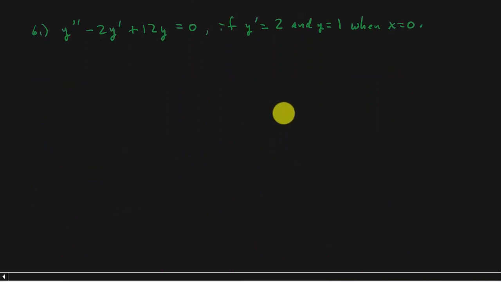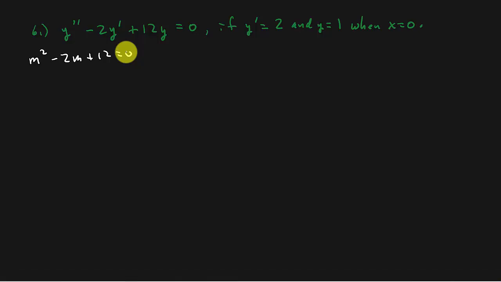Okay, so here we're going to actually find the particular solution. They give us conditions for y prime and y when x is equal to 0. So first thing, we've got our auxiliary equation, m squared minus 2m plus 12 equals 0. And we can use the quadratic formula here. And we did use the quadratic formula earlier, but what I want to do here, instead of using the quadratic formula, which is perfectly fine if you do that, let's complete the square on it.